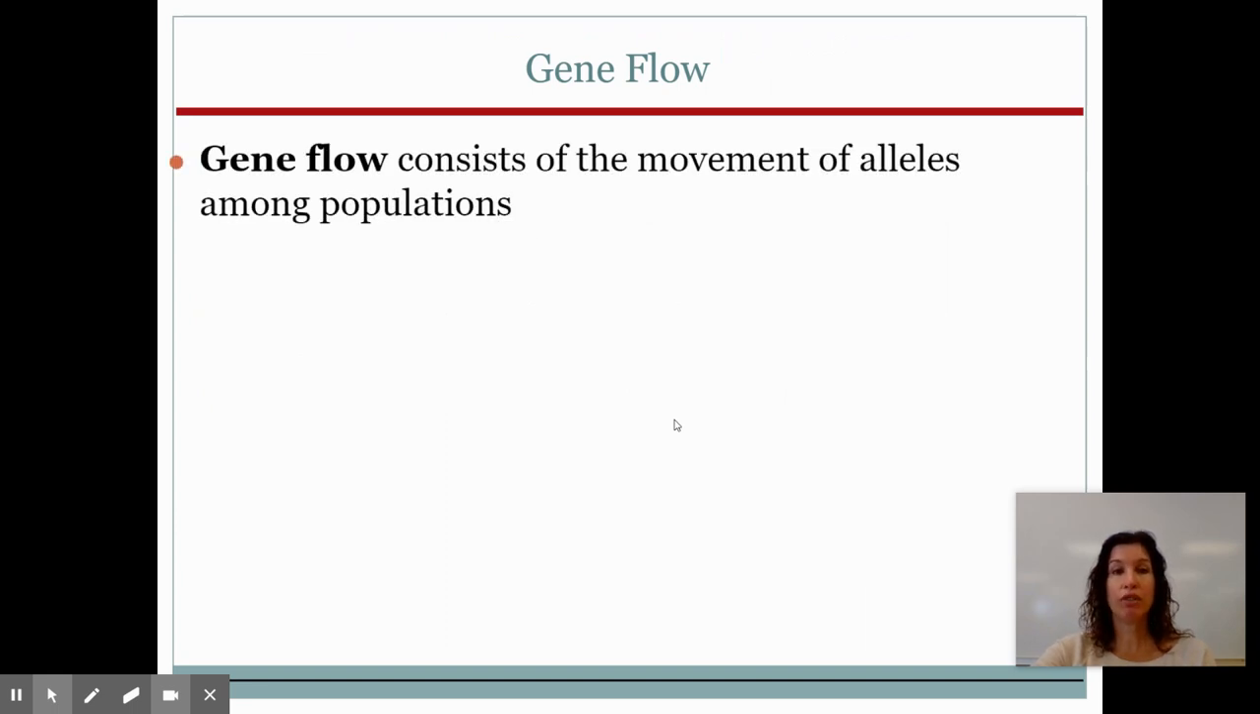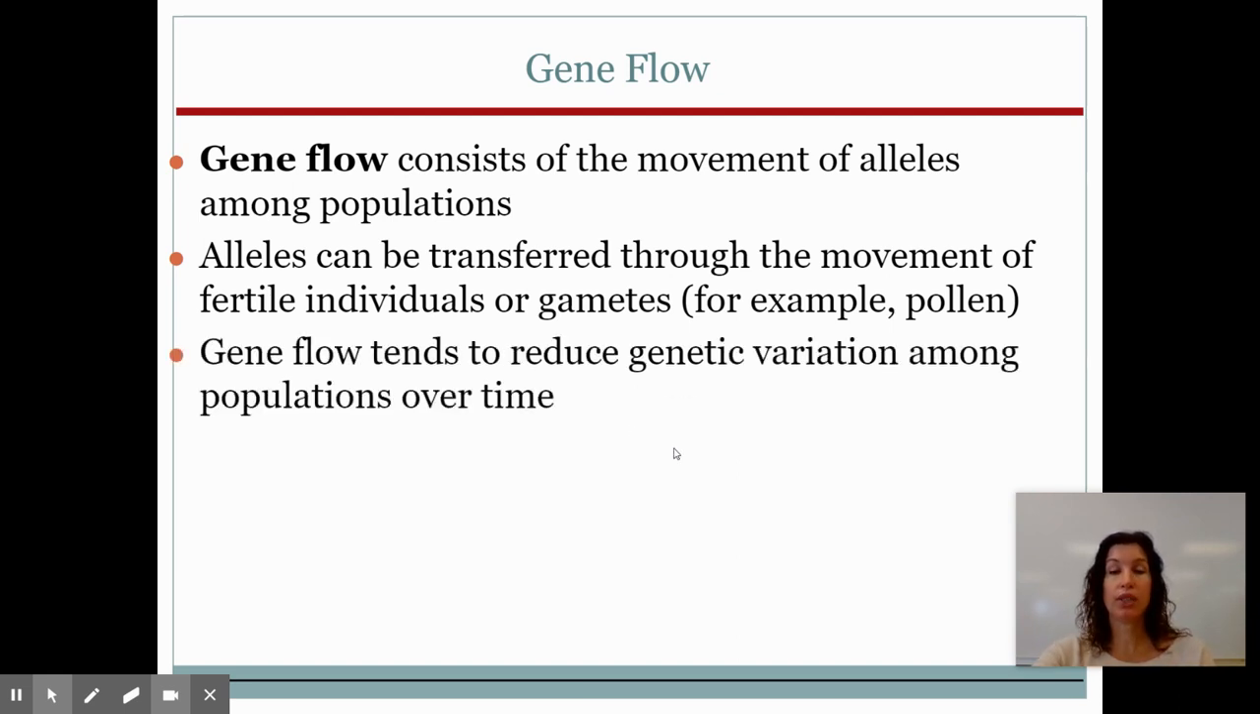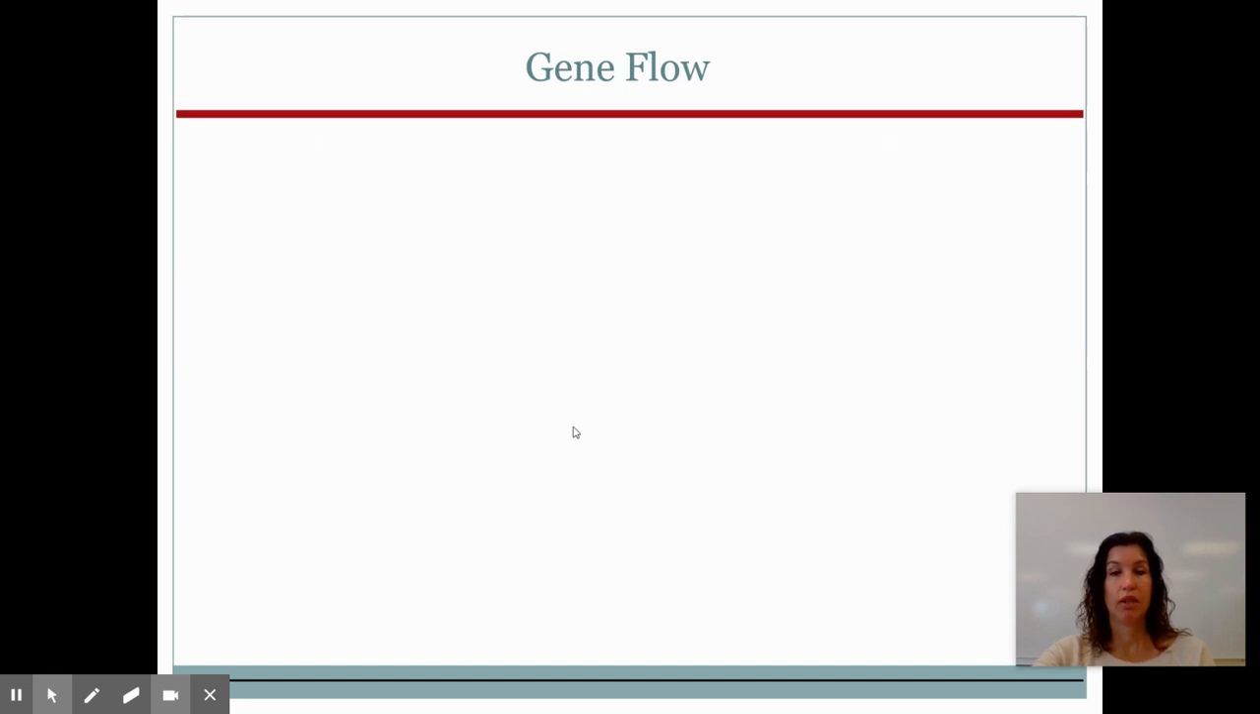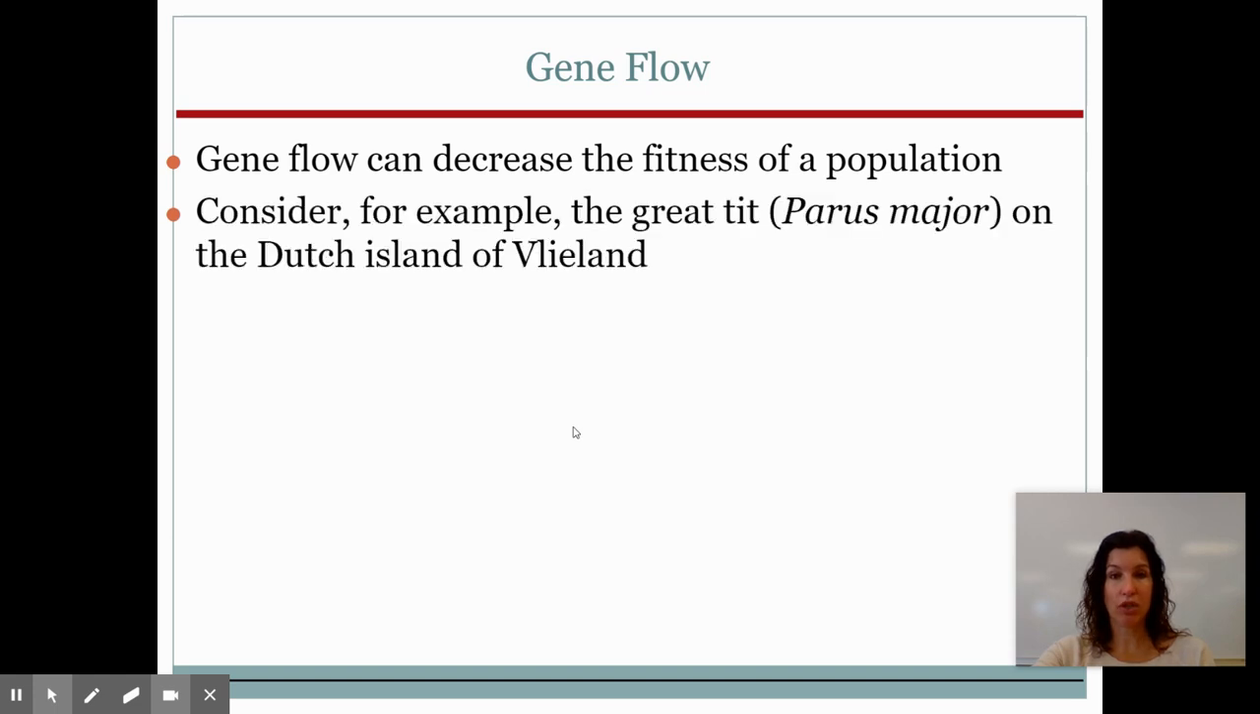All right, moving on to gene flow. Think of this as a flow, right? Flow in and out. Gene flow consists of the movement of alleles among populations. They can be transferred through the movement of fertile individuals or gametes, so you can think of pollen, you can think of immigration. Gene flow tends to reduce genetic variation among populations over time. Gene flow can decrease the fitness of a population.